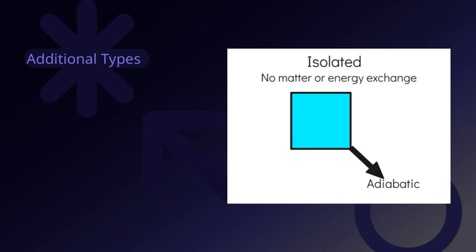Let's take a closer look at some additional types that expand on the core concepts we've discussed. These different types help us understand the variety and complexity within the subject. Each type highlights a unique aspect or approach, which is why it's important to recognize them.